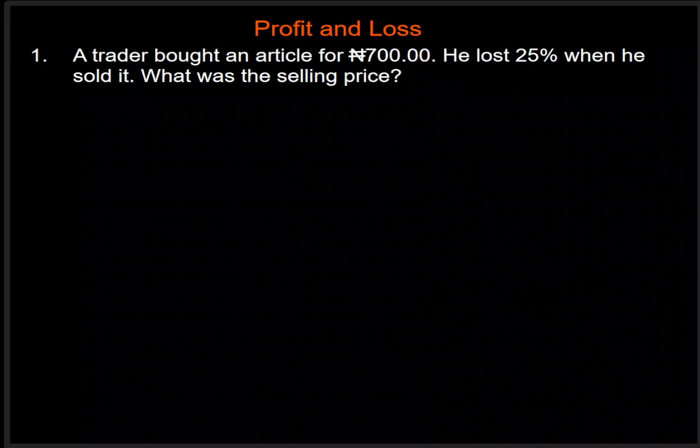We are still in profit and loss. So let's see what we have for today. A trader bought an article for 700 naira. He lost 25% when he sold it. What was the selling price?